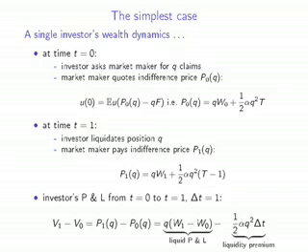Do you distinguish between the buyer and the seller price? No. So you ask for Q, you can ask for minus Q. Oh, I see. Yeah.